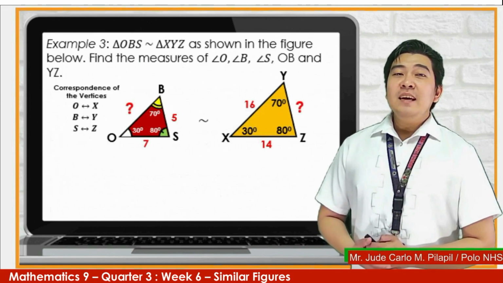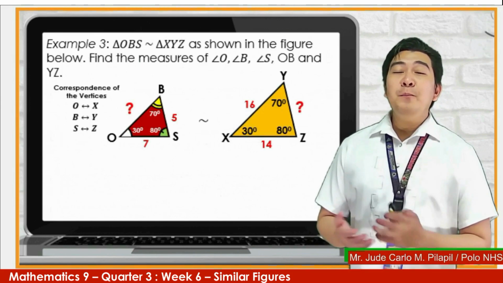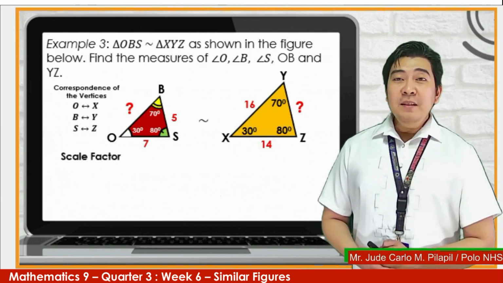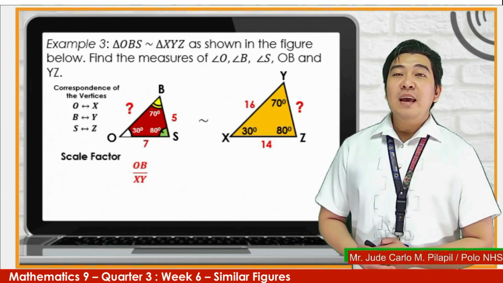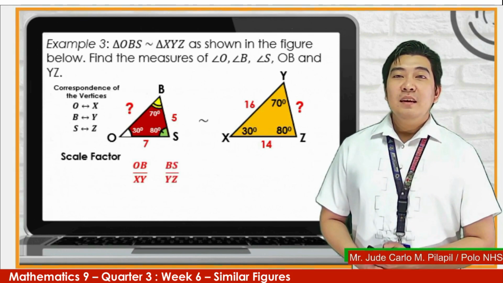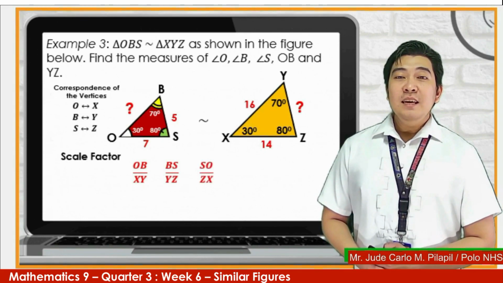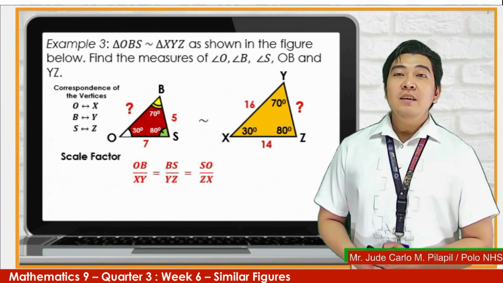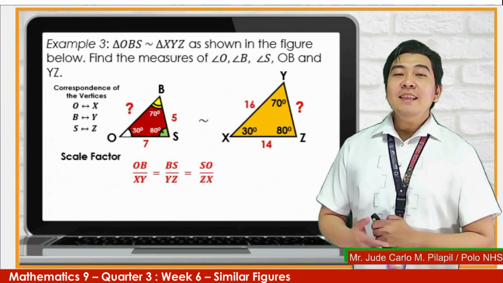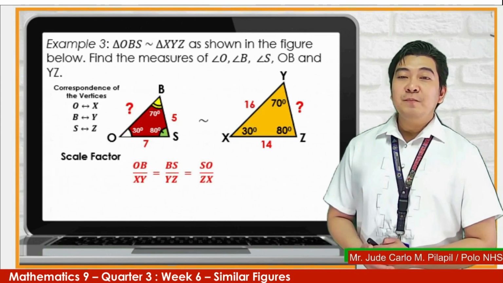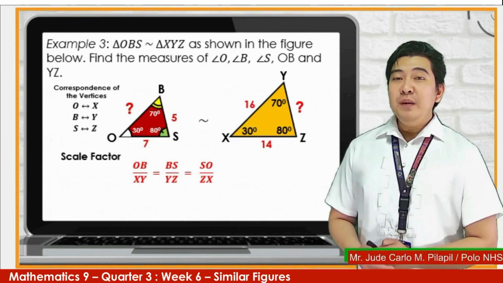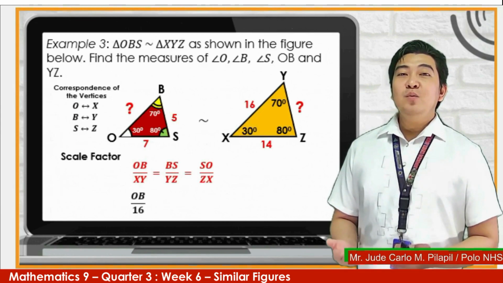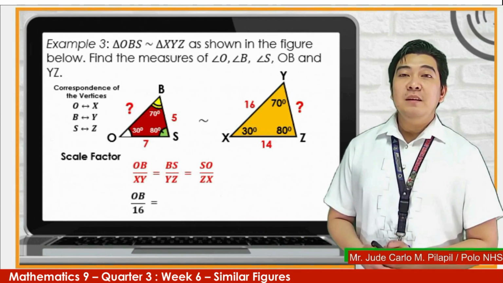Note that the two triangles are similar, so we can form a proportion out of the ratios of the sides. We obtain OB over XY, BS over YZ, and SO over ZX. The ratios are equal. Then let us substitute the given measures. OB measures OB, while XY measures 16. That is why we have OB over 16.